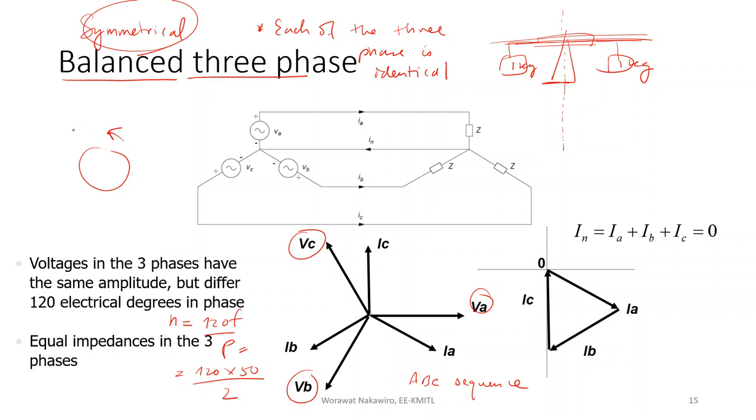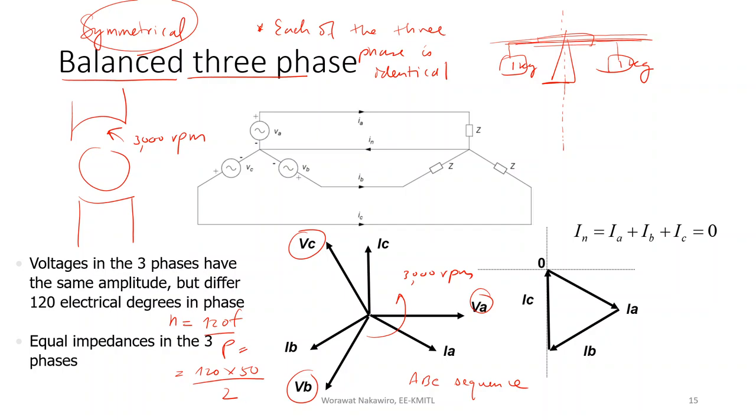This is the rotor, and you must have two poles like this, right? So with the two poles like this, the synchronous speed is 3000 RPM, okay? This is 3000 RPM. So the three vectors are rotating at 3000 RPM, okay?